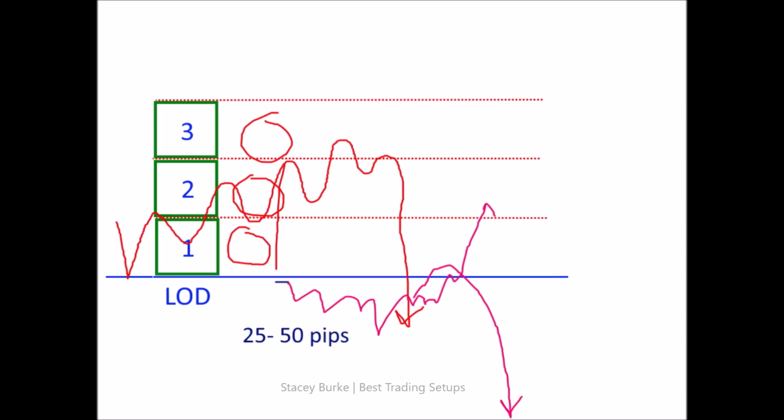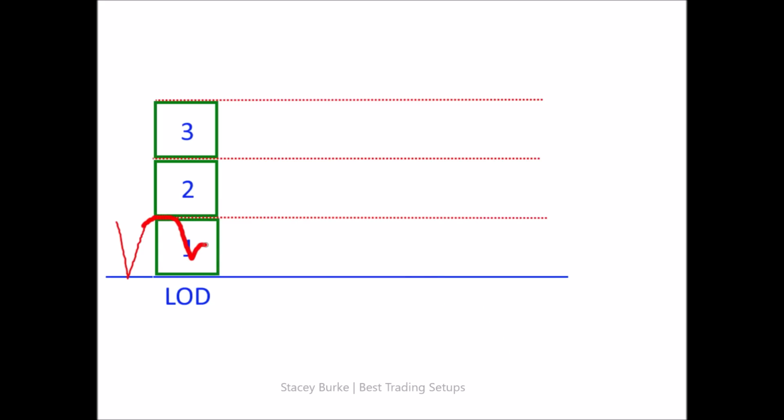Now sometimes a market may make a lower low before beginning its rise back up. We might get a lower low in Asia that triggers shorts.